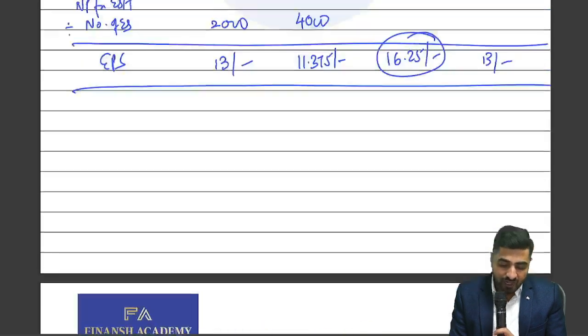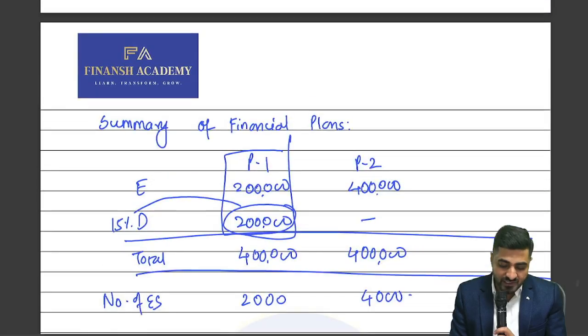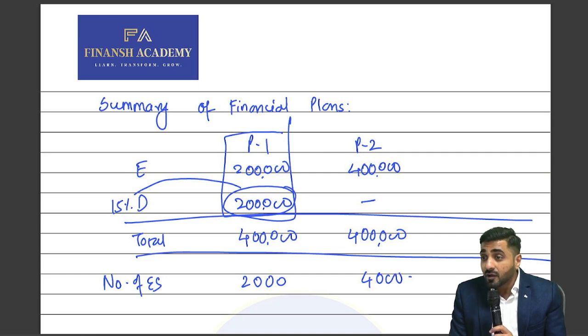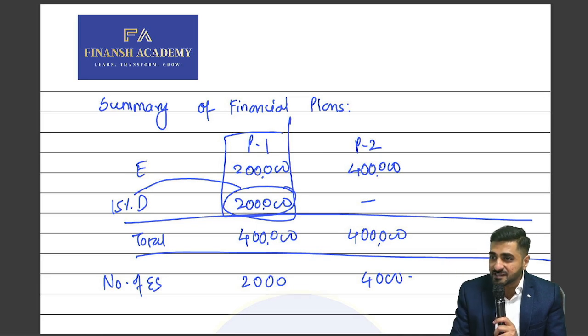In plan 1 and plan 2, can you please tell me which plan has a higher financial break-even point, plan 1 or plan 2? Plan 1, because plan 1 has interest. Plan 2 ka financial break-even point is 0. Everyone please tell me, if my EBIT is greater than 60,000, which plan should I select? I should select plan 1, because in plan 1 FBP is higher.